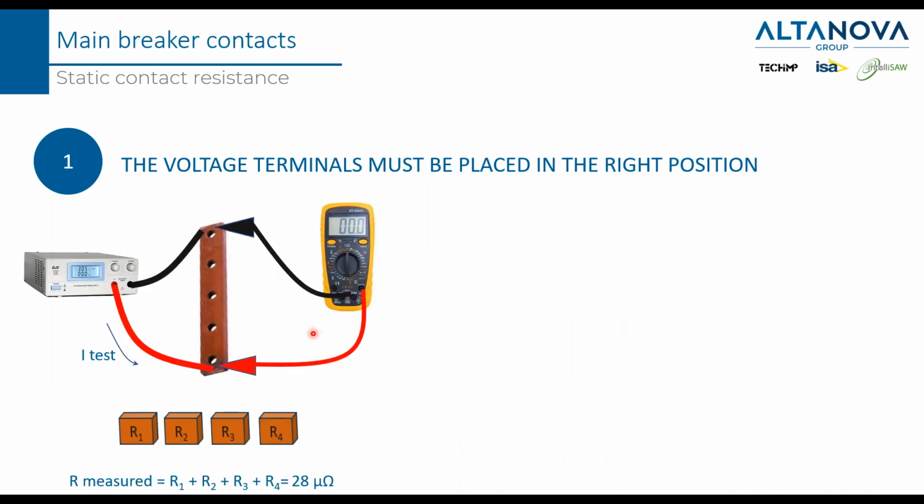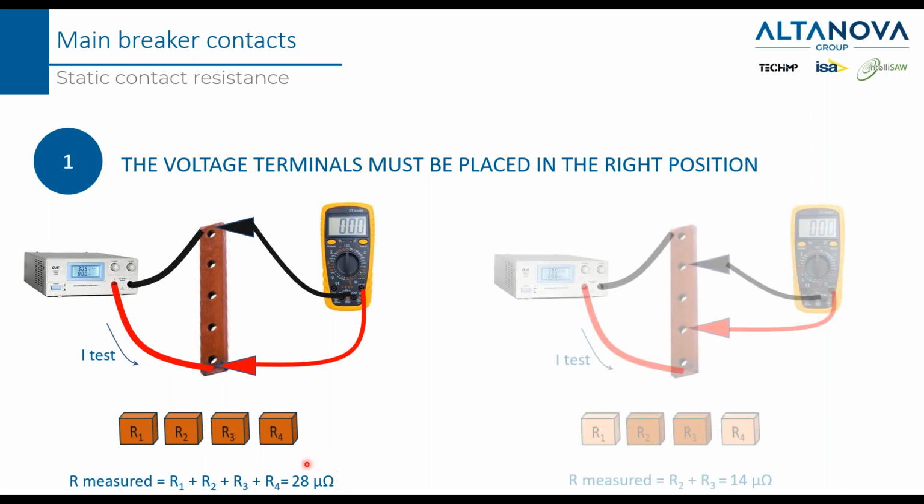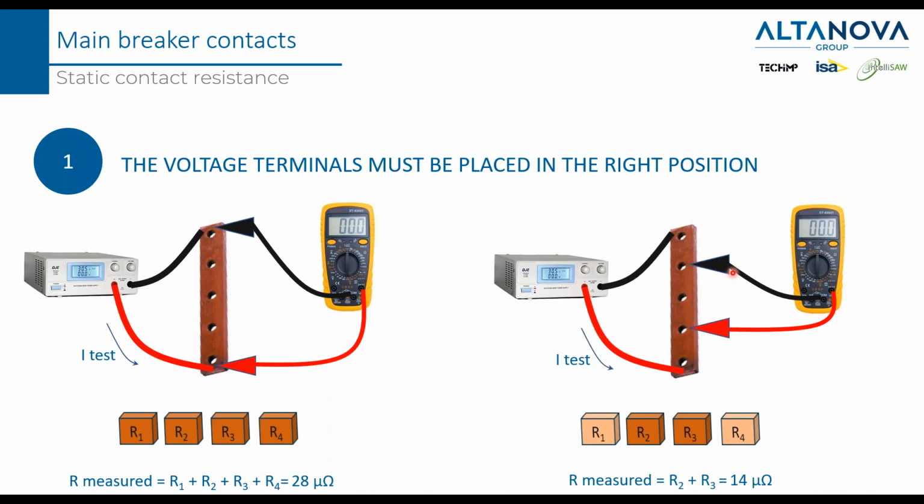So if I place the voltage terminal at the very end of the copper bar, it is like saying that I'm measuring the series of these 4 small pieces. So the value that I get is 28 micro ohms. But if I change the position of the terminals, for example, I put one here and one here, I'm measuring only 2 out of 4 pieces of resistance. And then the final result is 14 micro ohms.